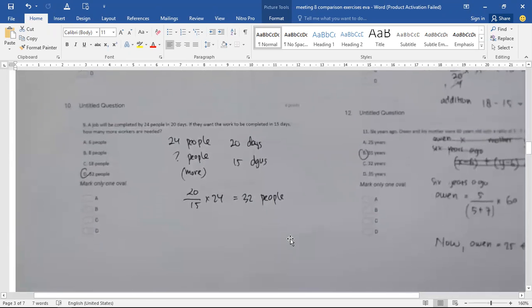Next question here. Again about job and time. So 24 people will finish in 20 days. If they want to make it 15 days, how many people? I think we need more people. So 20 per 15 times 24, it is equal to 32 people. Okay.